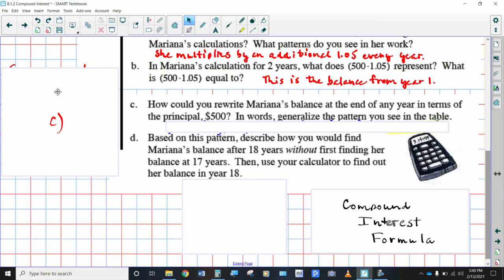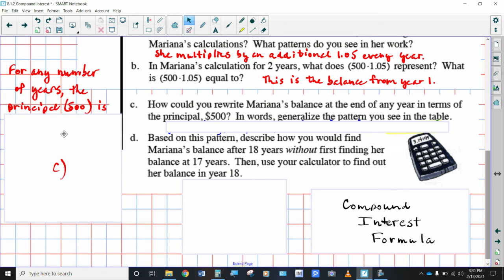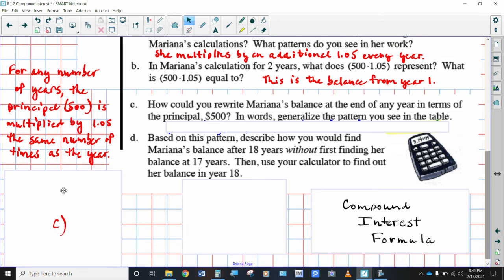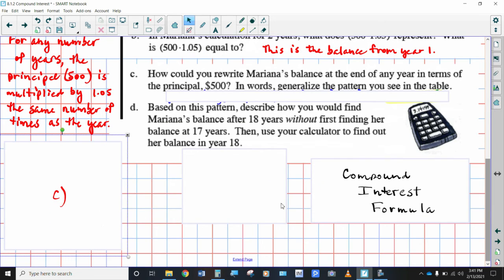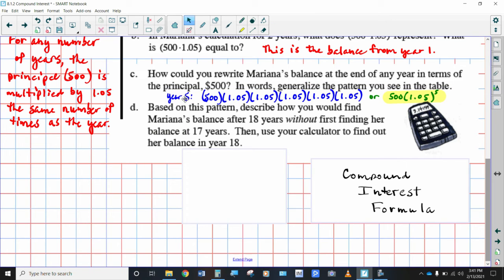Well, this would be the generalization in words. For any number of years, the principal is multiplied by 1.05 the same number of times as the number of years. So it would be like in year 5, you would say 500 times 1.05 times 1.05 times 1.05 times 1.05 times 1.05, or isn't there an easier way to write that as an exponent?